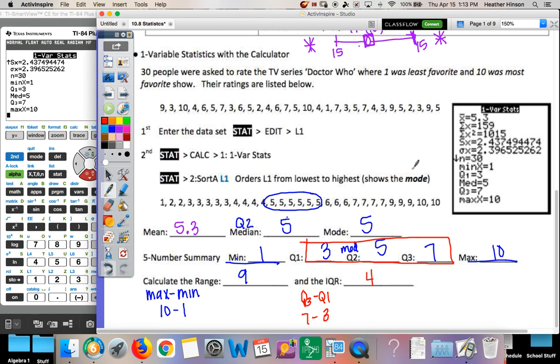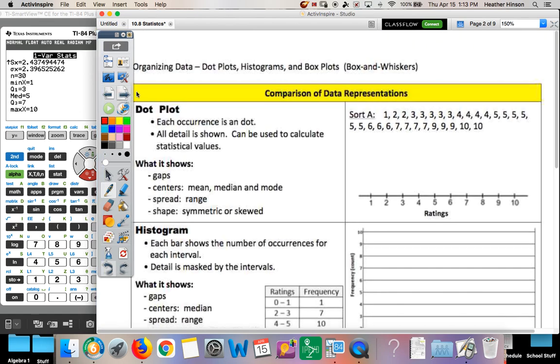Now these numbers don't really mean a lot to us right now. Like, whatever, they're numbers. What we use these for are the different types of plots we can have, the different type of representations we can use. So on the next page, we have all of our representations. We have dot plots, we have histograms, and we have box plots, which some people call box and whiskers.